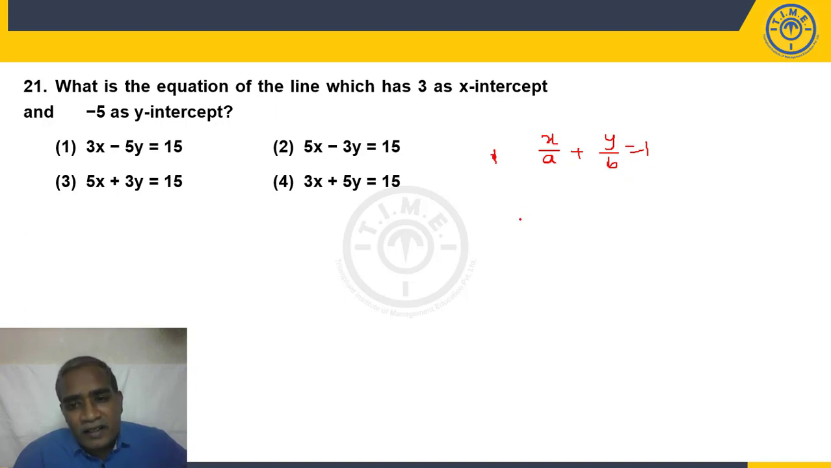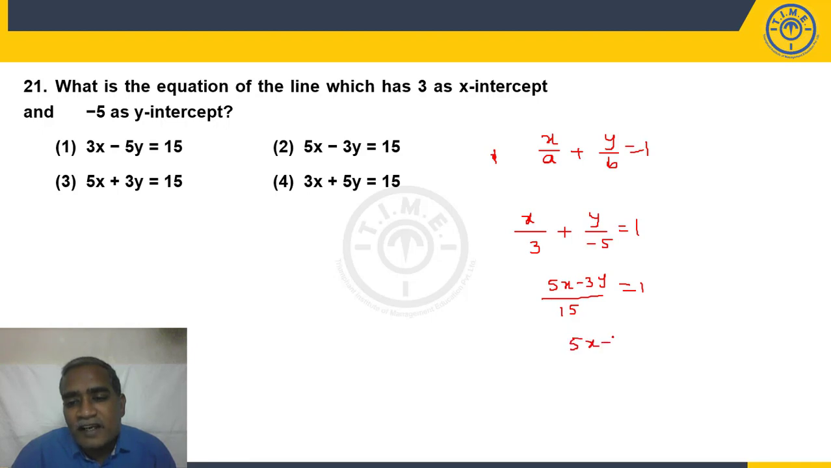Clear? Here x-intercept is 3, plus y by y-intercept -5, is equal to 1. Simplify. What is the LCM? 15. 5x minus 3y is equal to 15. So the second option is the correct answer.